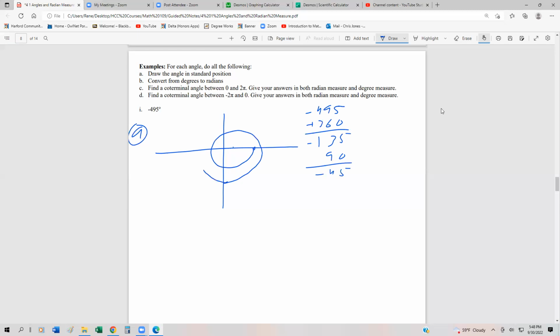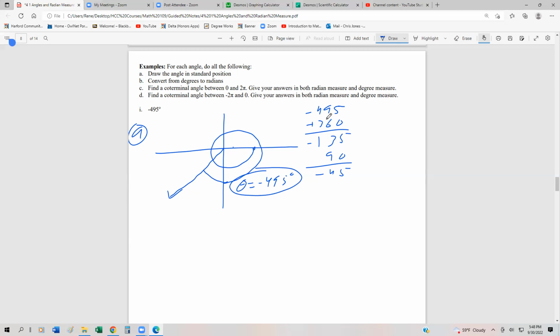And so we know 45 is just about halfway through. So this would be our angle. This is going to be theta equals negative 495 degrees. So that's how we would work this. We just want to keep going around and maybe adding 360 each time.